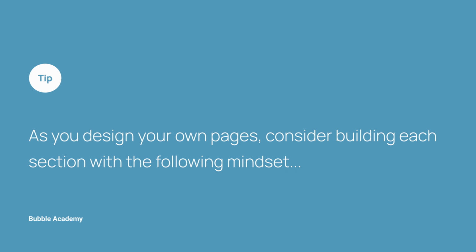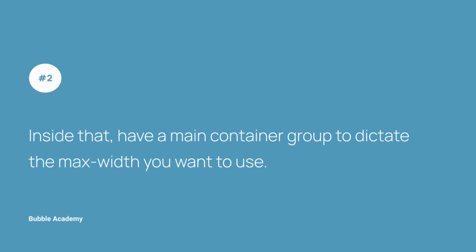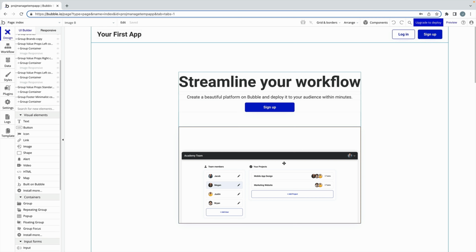So as you go on to design your own, consider building each section with the following mindset. Have a main parent group that stretches to the width of the page. Inside that, have a main container group to dictate the max width you want to use. And inside that, have a group or nested groups to organize each of the elements for that container type. Let's bring this design together by adjusting our images.